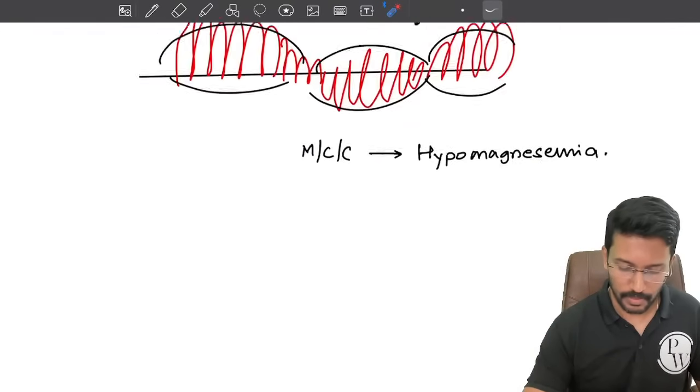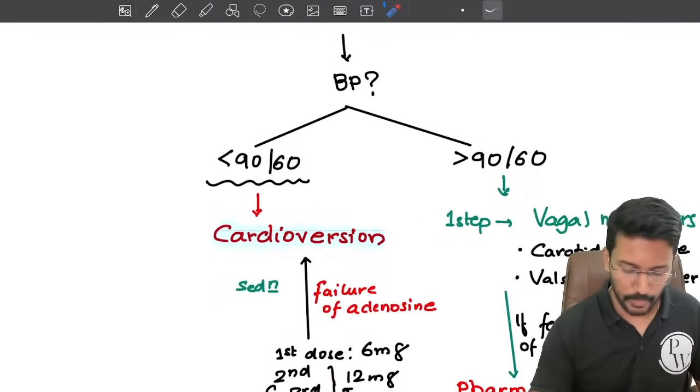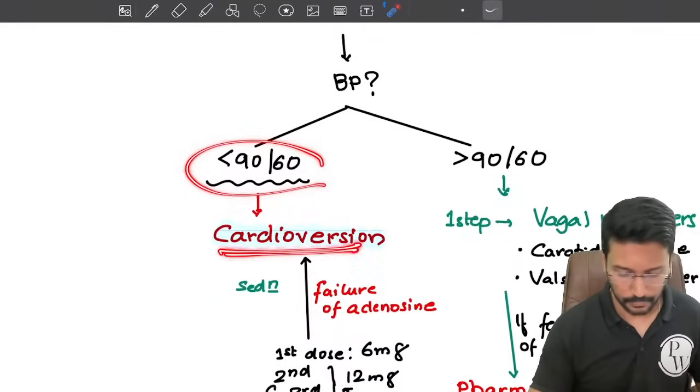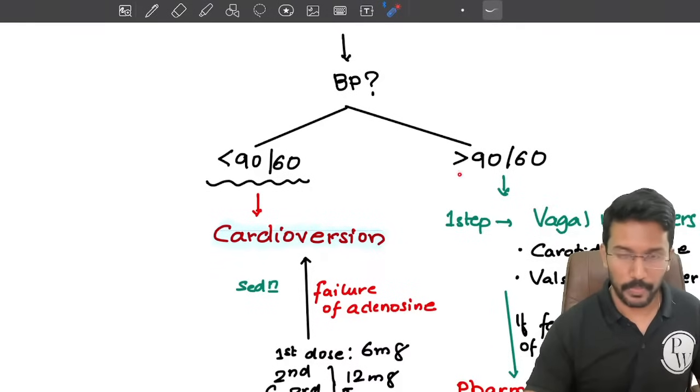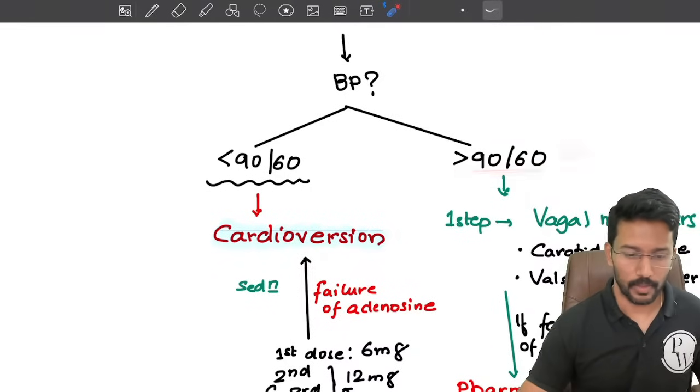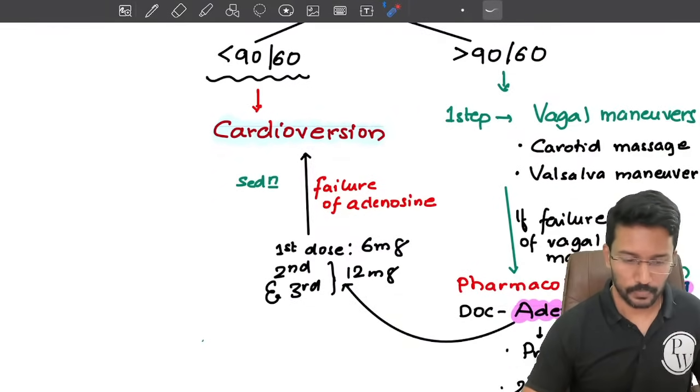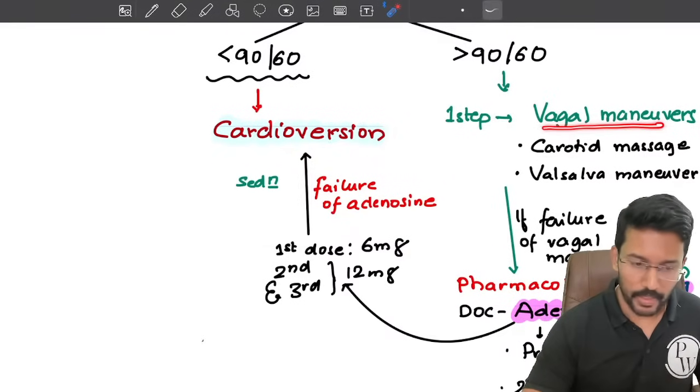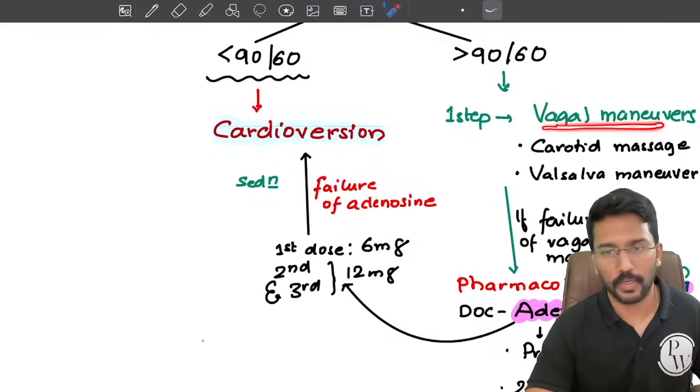So in case of SVT, obviously, if BP is low, we do cardioversion. Okay. But if BP is good, more than 90/60, first we try to do basic vagal maneuvers. Now what do we do in vagal maneuvers?